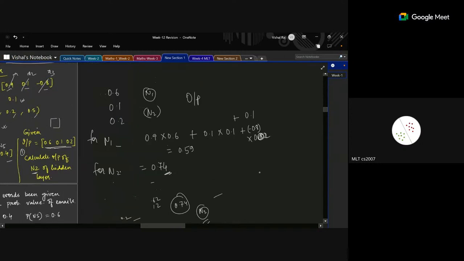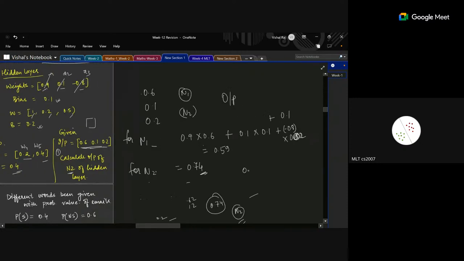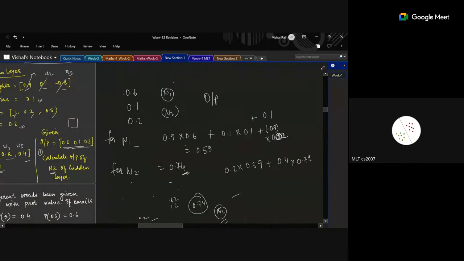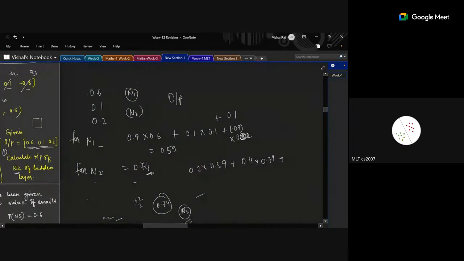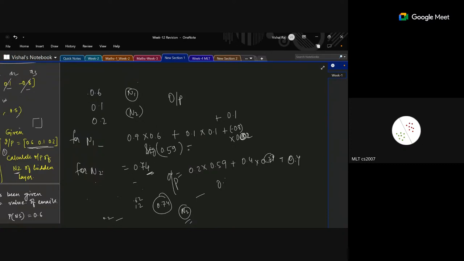Now the final output will be: what was the weight given? 0.2 into 0.59 plus 0.4 into 0.74 plus the bias. What is the value of bias? 0.4. So this is the answer, 0.67. But this should go through the sigmoid function, and whatever value you get after putting the sigmoid function, you should put here.